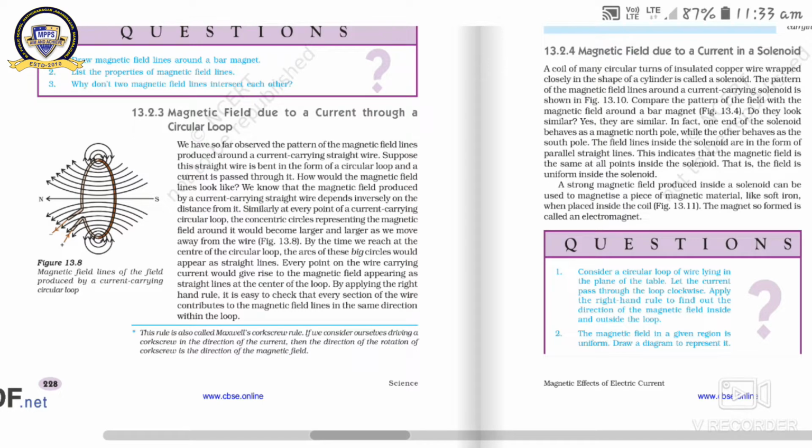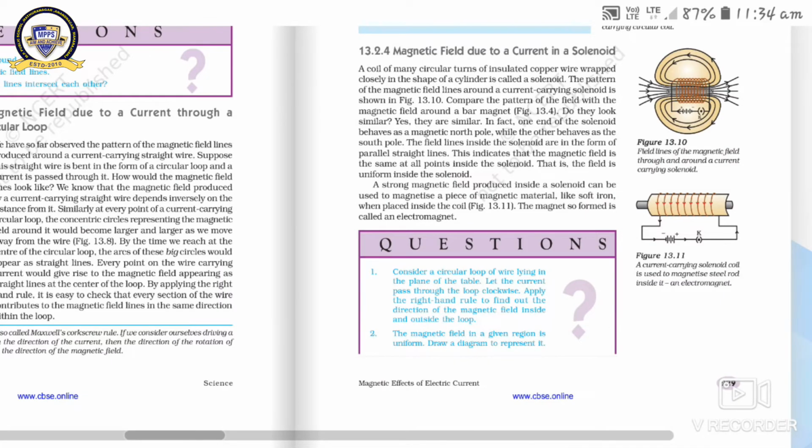In case of a circular loop, the magnetic field near the boundary of the loop is in concentric circles, and when we move toward the center, the arc of the circle decreases, and finally at the center of the circular coil the magnetic field is in the shape of a straight line.